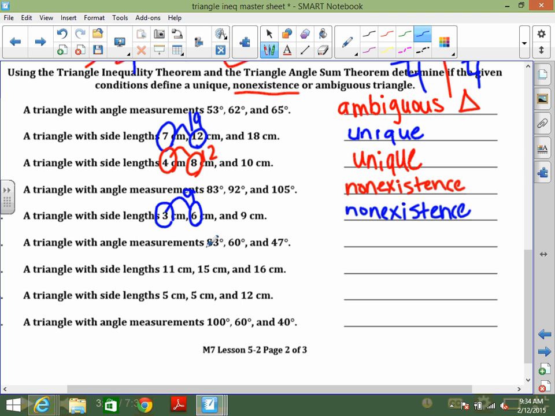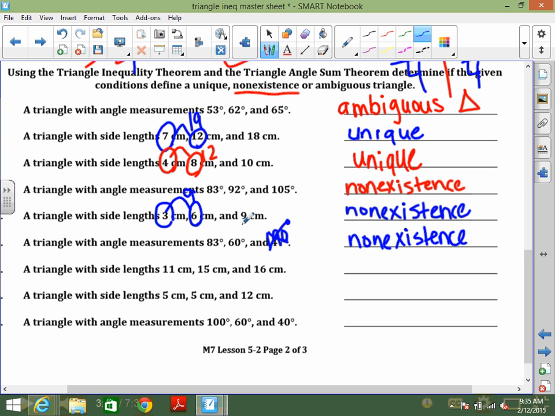Okay, next, a triangle with measurements 83, 60, and 47. So go ahead and test it. Can you make a triangle there? Nope. So this would be, what was your total? 222. Too big. Has to be 180. It was what? 83 plus 60 plus 47 is 190. Yeah, that's 190. Okay, so that wouldn't work.